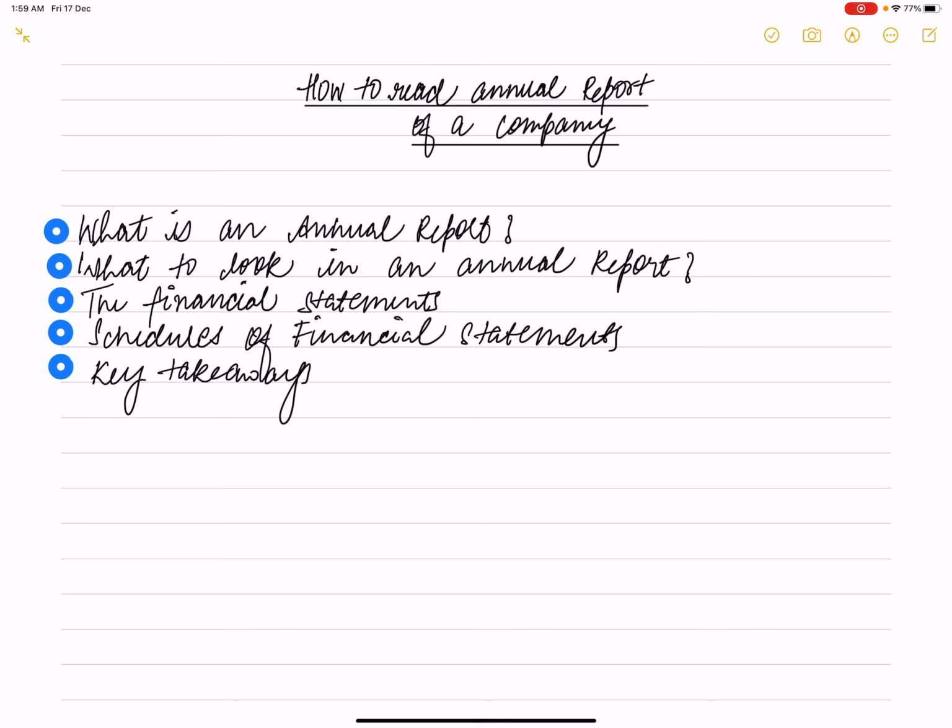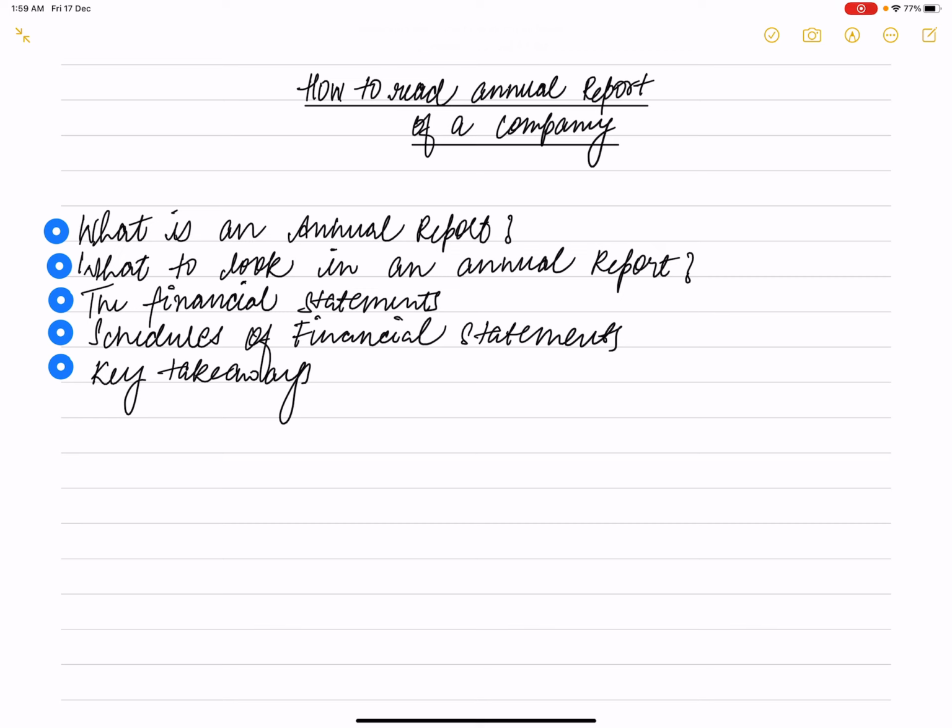Now, coming to the second point, what to look for in an annual report. The annual report has many sections that contain useful information about the company. One has to be careful while going through the annual report, as there is a fragile line between the company's facts and the marketing content that the company wants you to read. Let us briefly go through the various sections of an annual report and understand what the company is trying to communicate in the annual report.